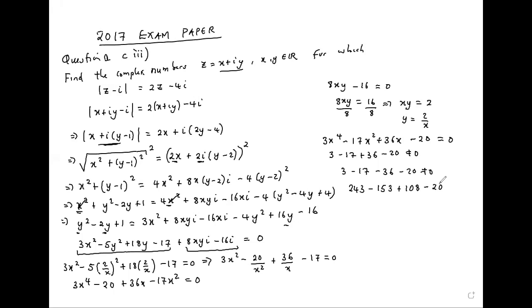We use negative 3. This is to be 243. This is to be negative 153, and this would be negative 108, and then minus 20. So let's see, 243 minus 153 minus 108 minus 20. Yeah. Okay. So I don't know which one will give us 0.